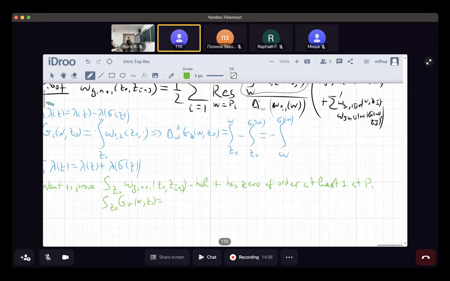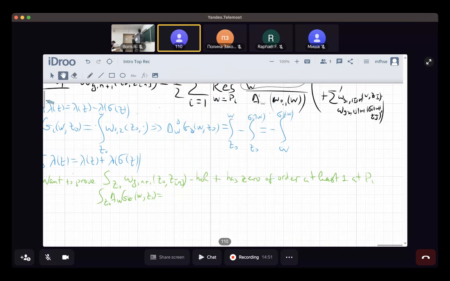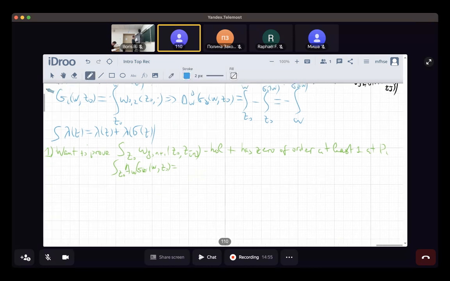Let me first write the explicit formula for G because we will need it later as well, which we had last week. What was it for delta G? Delta G, sorry. Delta G_i(w, z_0) S_{z_0}. I'm writing in blue what we had last week. So we also had delta_w of G_i(w, z_0).